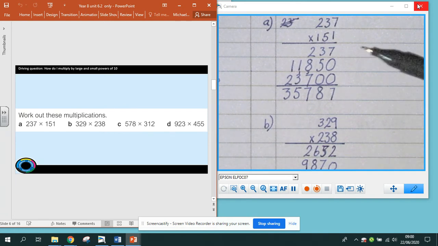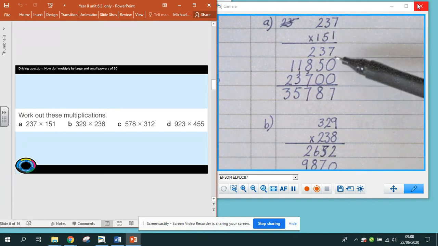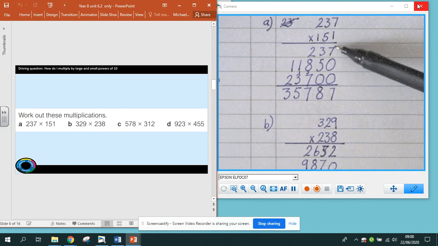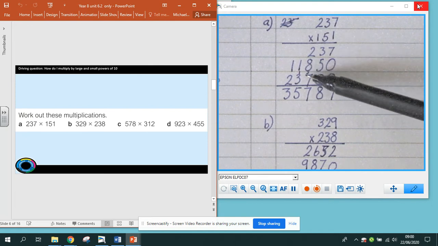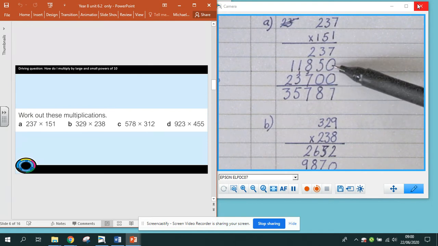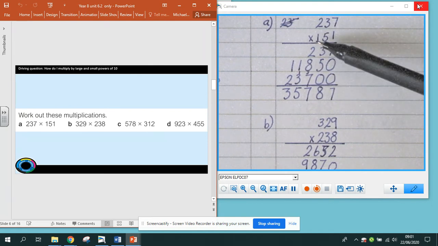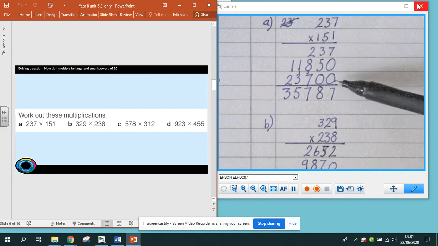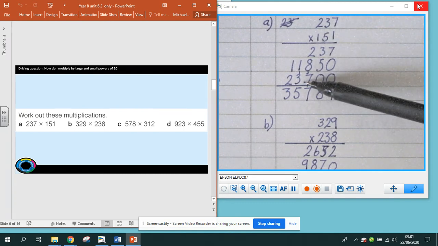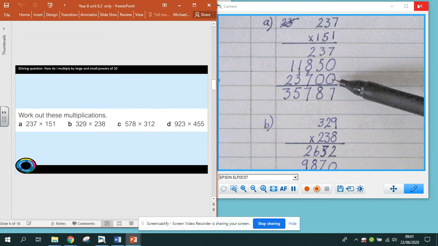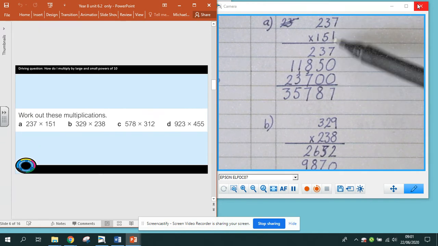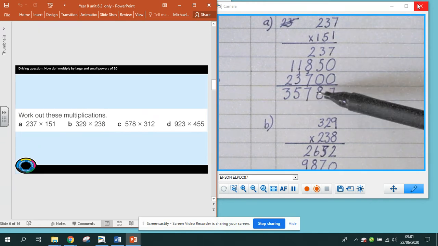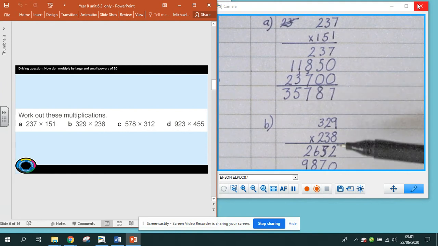Okay, so 237 times 151. First, I'll multiply 237 by 1 to give me 237. Then I multiply it by 50 to give me 11,850. Then I multiply it by 100 to give me 23,700. When I add them all together, I get 35,787.